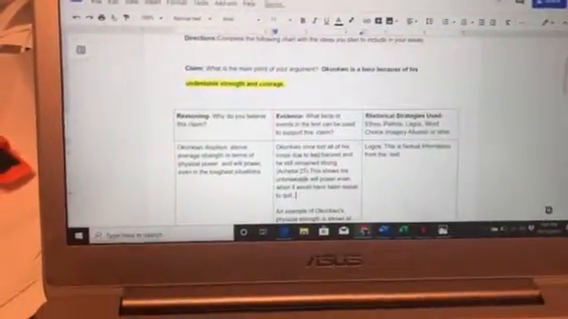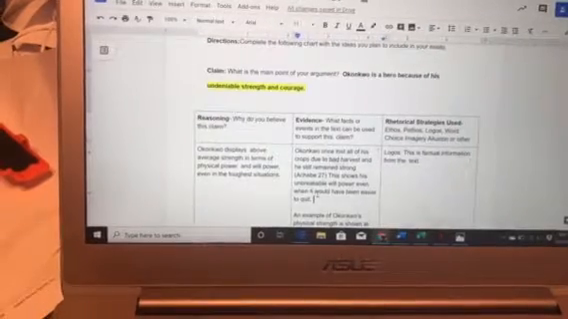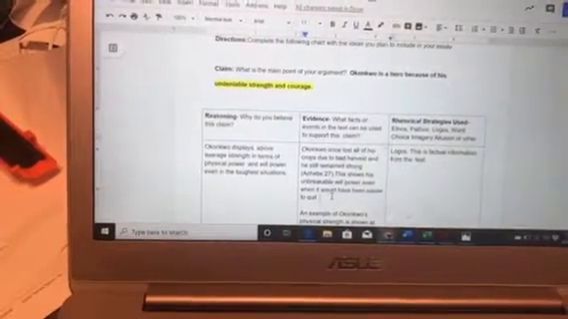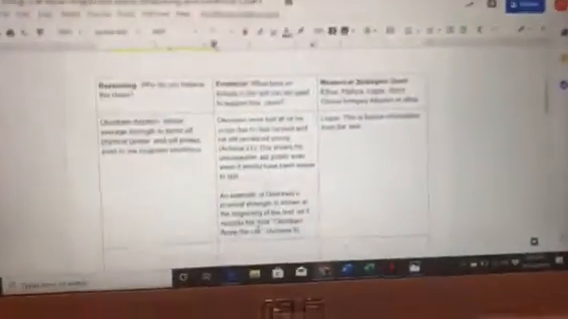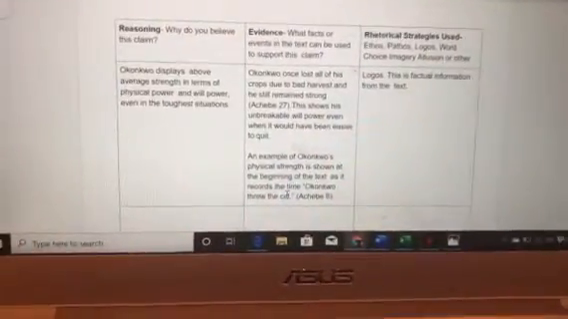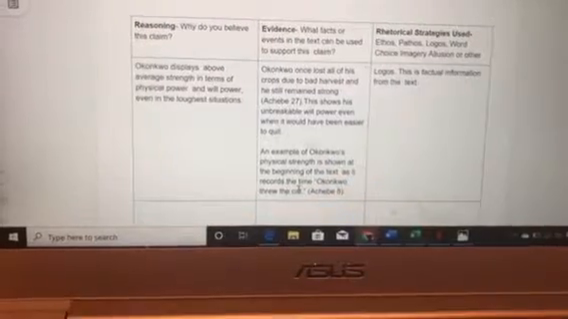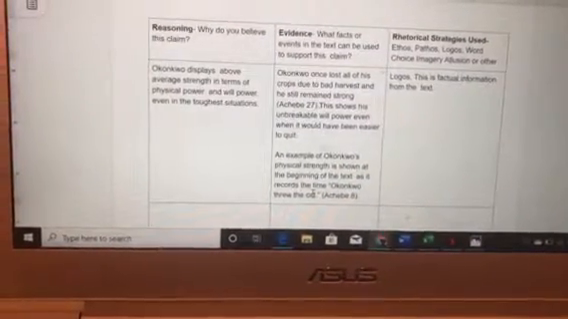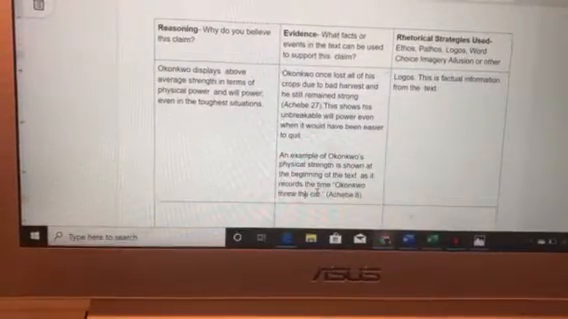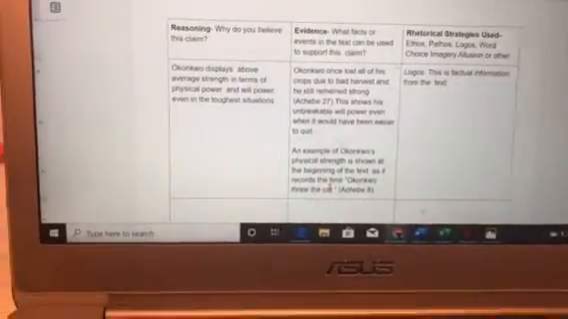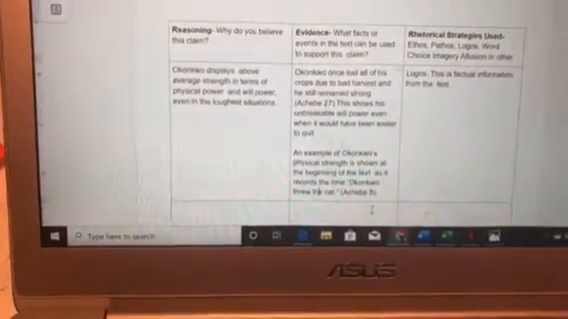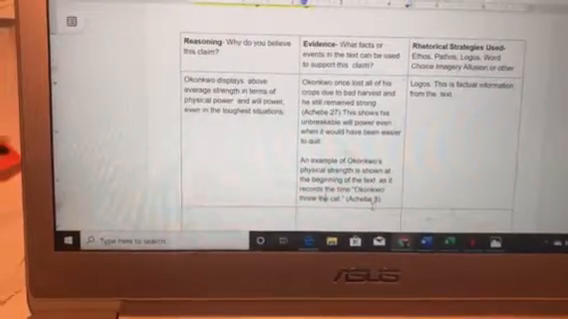The second part of this is talking about Okonkwo's physical power. So let's think of an example of when he showed physical power. I think one example of Okonkwo showing physical power is what we see in the very beginning of the text. An example of Okonkwo's physical strength is shown at the beginning of the text as it records the time Okonkwo threw the cat. Achebe, page 8. So I got where it came from directly in the text, and I included that at the end.